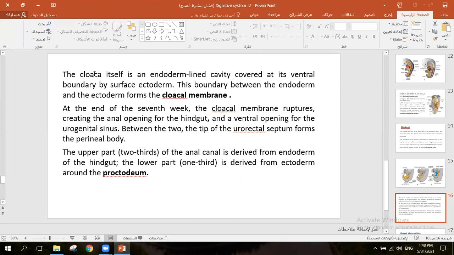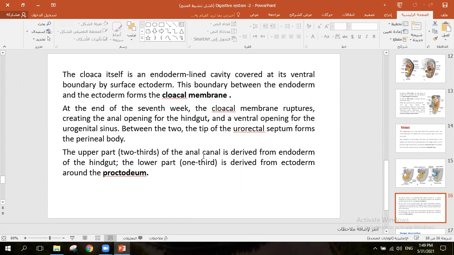We repeat. Cloaca is an endoderm lined cavity covered by ventral ectoderm. The boundary between endoderm and ectoderm forms the cloacal membrane. At the end of the seventh week, not the beginning, the cloacal membrane ruptures, creating an anal opening for the hindgut and a ventral opening for the urogenital sinus. Between these two, a septum forms, called the urorectal septum. Uro means urogenital and rectal means the anal opening, so the urorectal septum forms the perineal body.